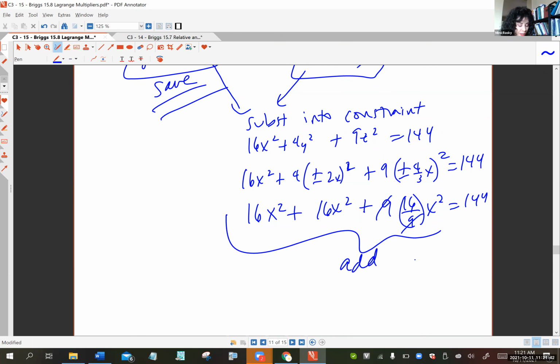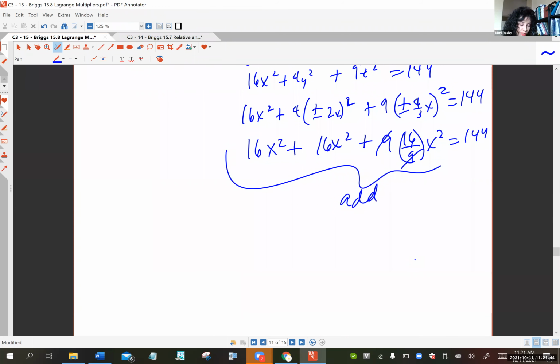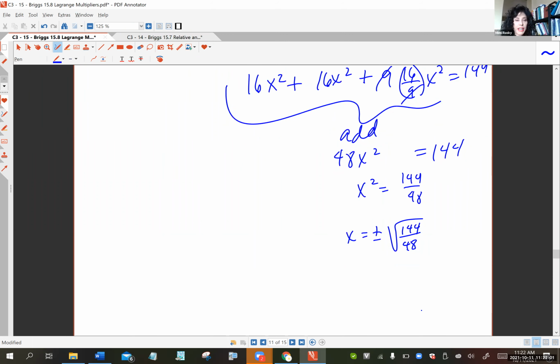Add those together. Those are like terms. 48x squared equals 144. And then x squared equals 144 over 48. And then x is going to equal plus or minus the square root of 144 over 48. Now, you'll never guess. I wouldn't guess this. But 144 divided by 48 is actually a nice integer. Anybody know what that might be?